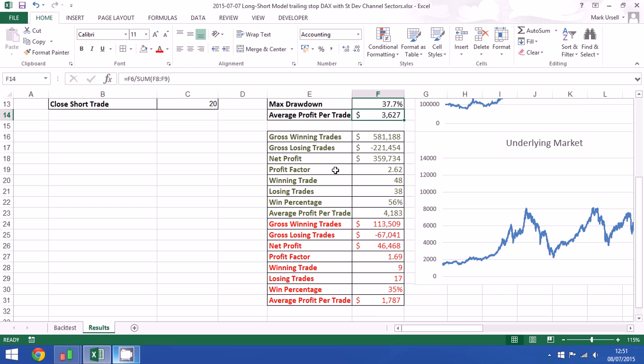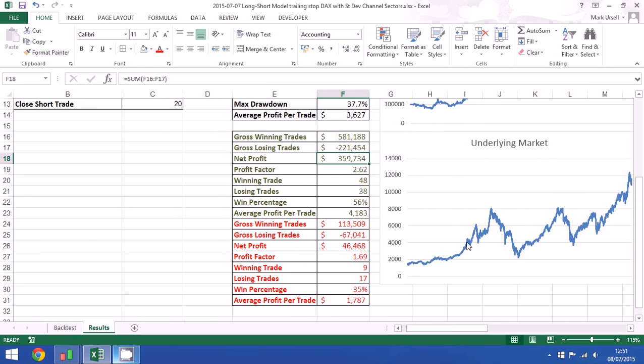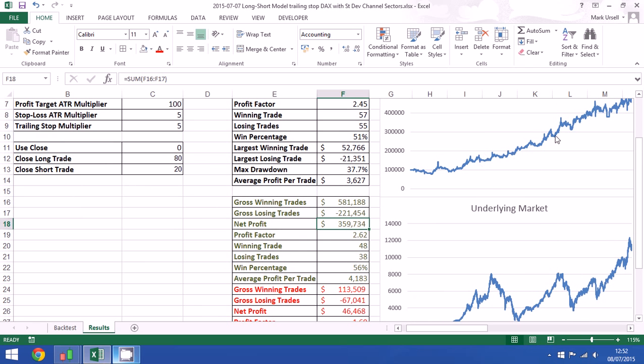If I scroll down to have a look at the long trades and short trades, we can see that, unsurprisingly, most of the profit has come from the long trades. Looking at the underlying market, we can see probably why that is, in that the market spent a lot longer moving upwards, and from below 2,000 to around 10,000 is quite a significant gain over time. However, we have still made profits on our short trades, which is good, and we can see that these probably occurred during these big long sell-offs here.